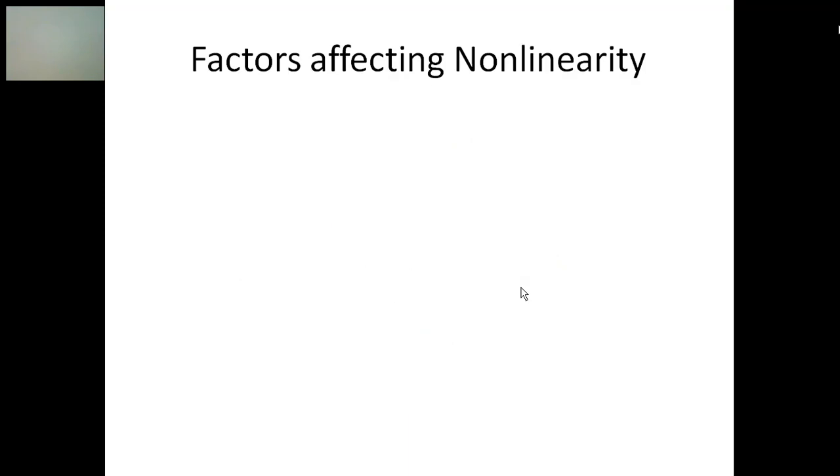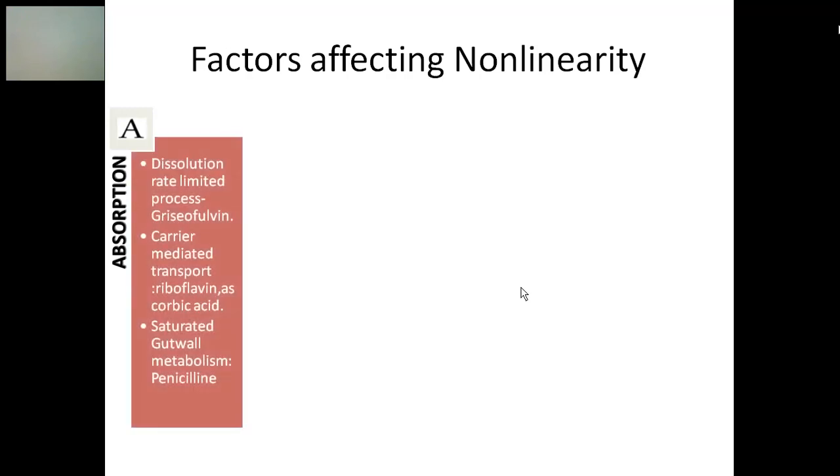Okay, now factors affecting non-linearity. What are the different factors that affect non-linearity? First, we go for absorption. When we speak of the absorption process, there are various things we have to take into consideration. First, consider a condition when the drug is comparatively less soluble, or a dissolution rate limited process. Example, griseofulvin.